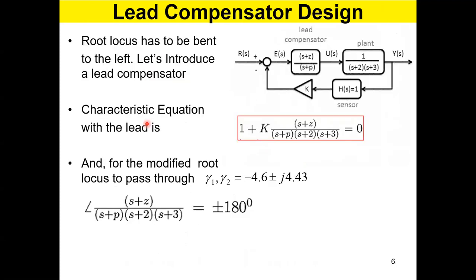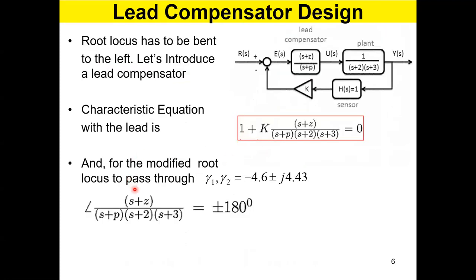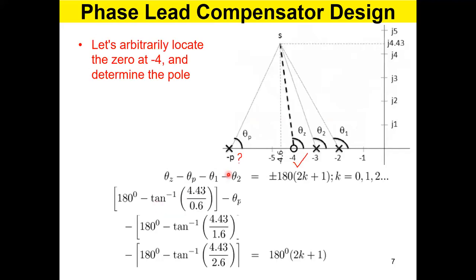Now we need to calculate the phase equation. For any point s, what is the angle from s to minus 2, from s to minus 3, from s to the zero, from s to P? So you have to calculate all these four: 1, 2, 3, 4. Three of them are negative. The angle coming from the zero is positive. So theta z is positive, and all the other angles are negative: theta p, theta 1, and theta 2.